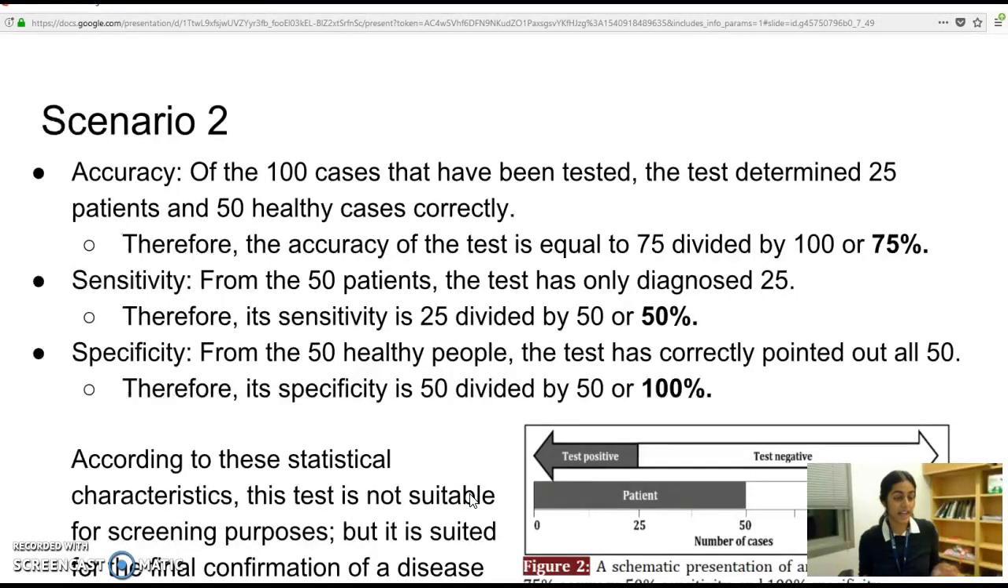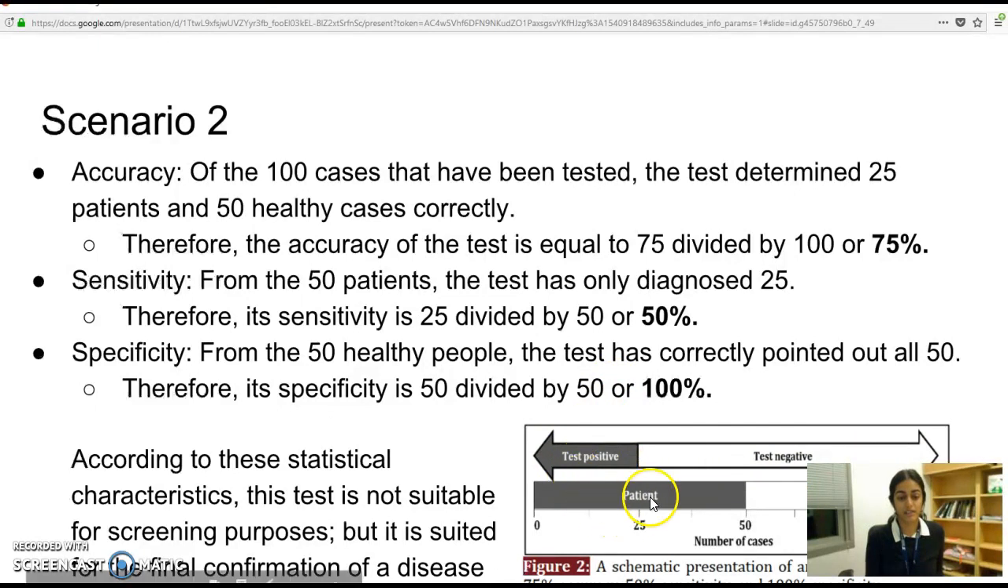Scenario 2 is that of 100 cases that have been tested, the test determined 25 patients and 50 healthy cases correctly. Therefore, the accuracy of the test is equal to 75 divided by 100, 75%. For sensitivity, from the 50 patients, the test has only diagnosed 25, so it has 50% sensitivity. For specificity, from the 50 healthy people, the test has correctly pointed out all 50, so it has 100% specificity. And this is how the schematic looks.